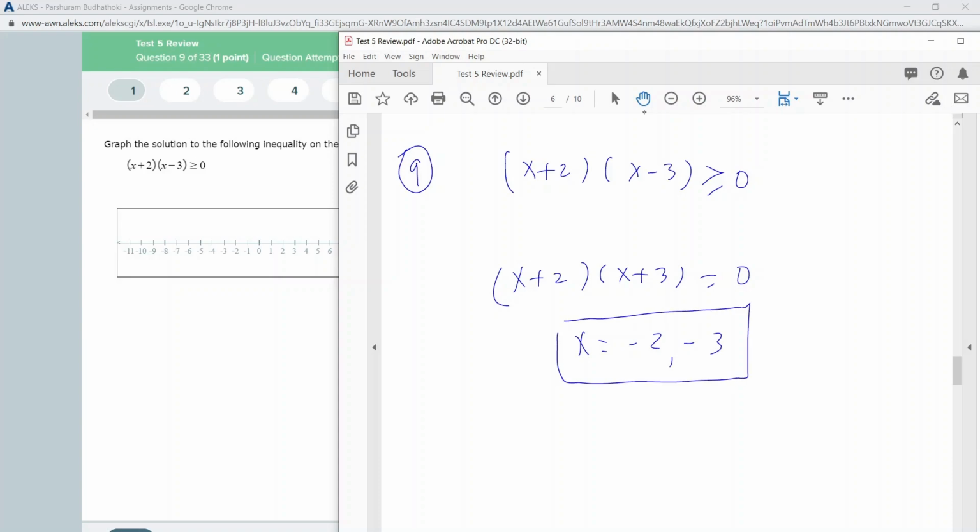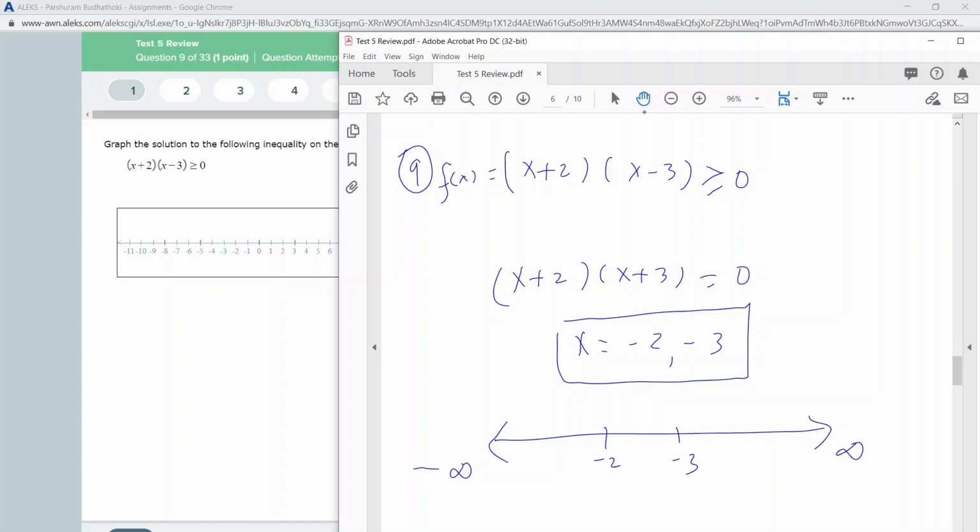Okay, if you don't have everything on one side, make everything on one side and equate that side to 0 and solve for x. And now after that, let's assume that this is f of x. That's the function you want to find out where this function is greater than or equal to 0. So just plot the two zeros of this function, which are negative 2 and negative 3, on the number line.